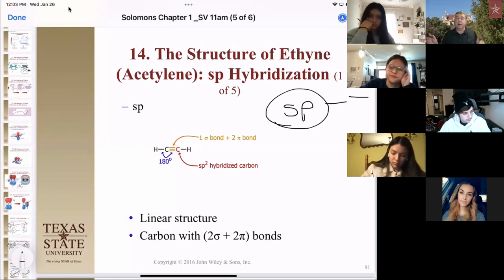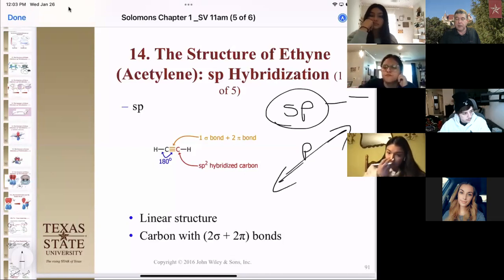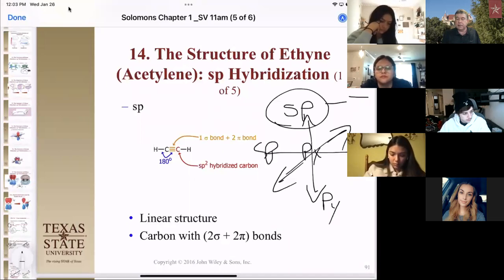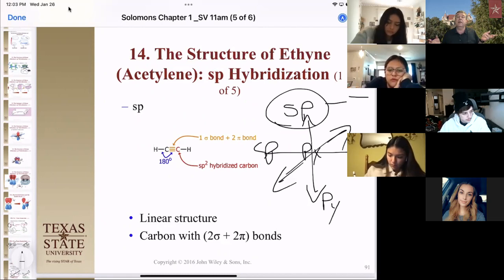Okay, now that's great because that leaves one of the p's in the x-axis and one of the p's in the y-axis, and our sp is going to be in our z-axis. So our structure is going to turn out to be linear. We're going to have all the bonds that are away from the triple bond being 180 degrees apart from each other. And we're going to have 2 pi bonds, one in the x-axis, one in the y-axis. So what does that look like?